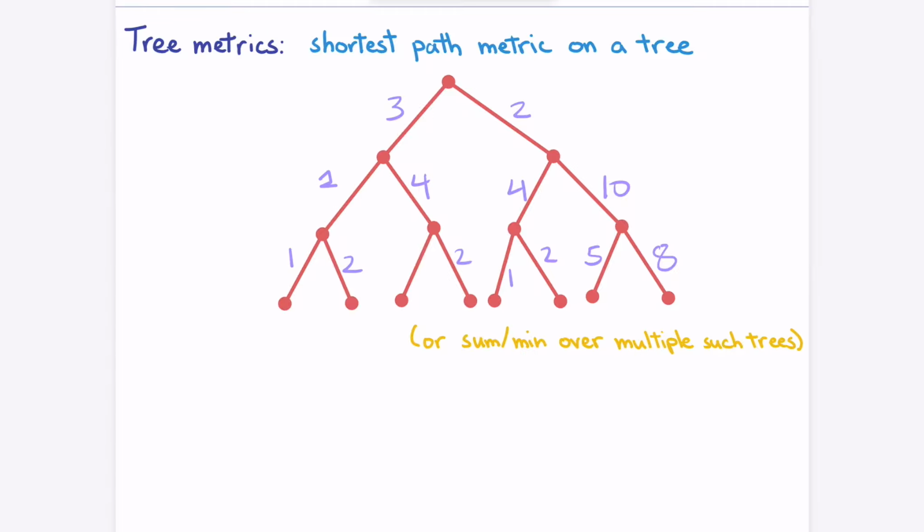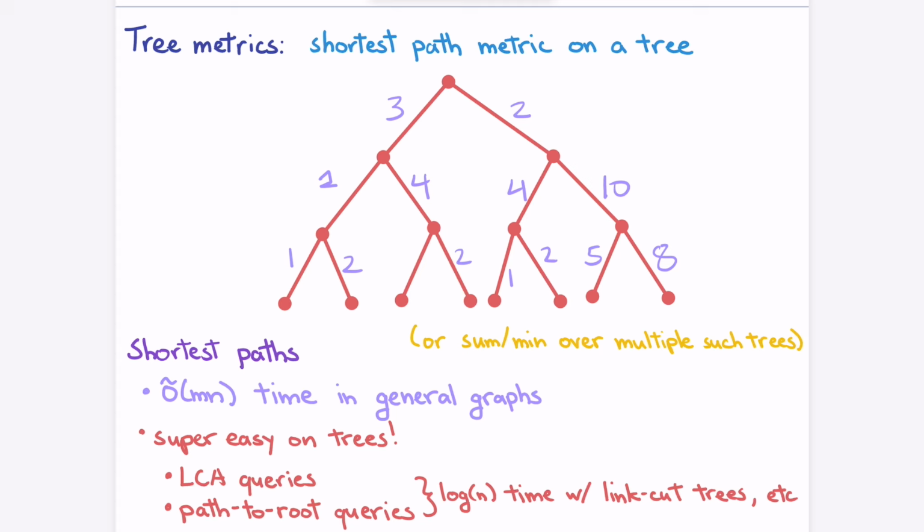So, for example, if you wanted to get all pairs distances, you can do Dijkstra from every vertex and run something like mn times. But with a tree, depending on your level of comfort with standard data structures, you can build data structures that let you do things like least common ancestor queries very quickly, right? Like from here to here, what's the least common ancestor?